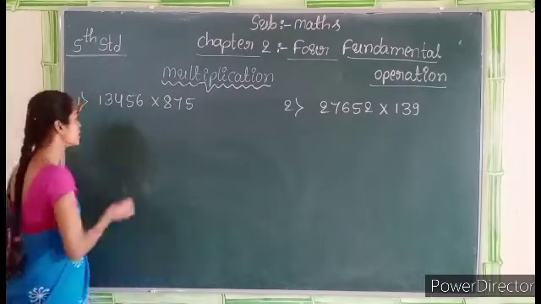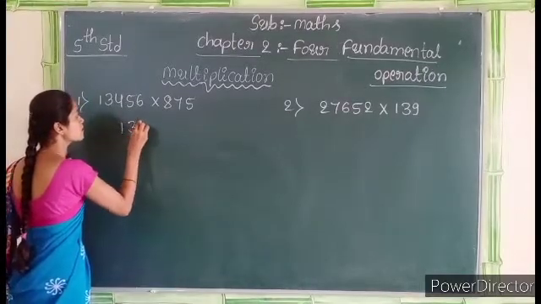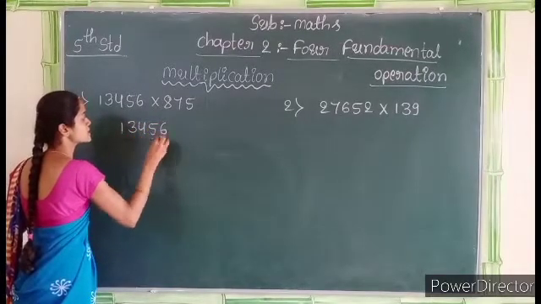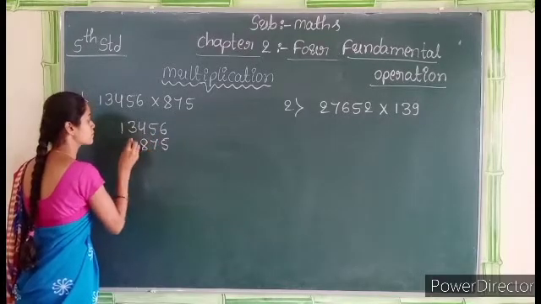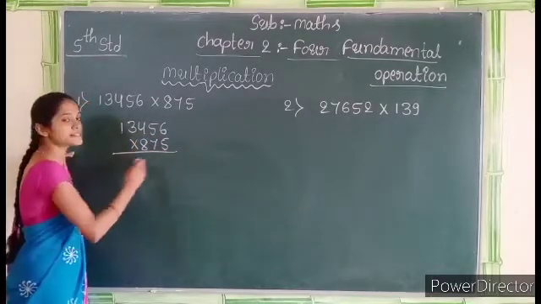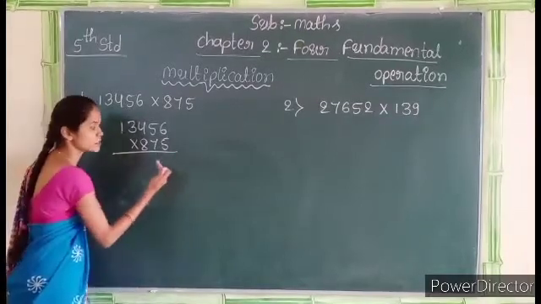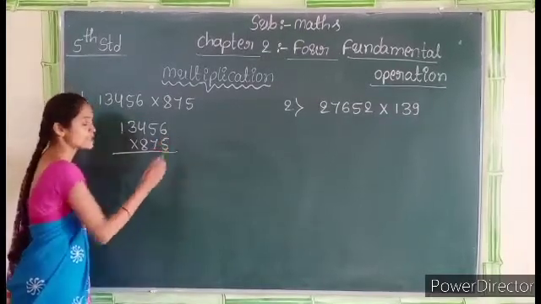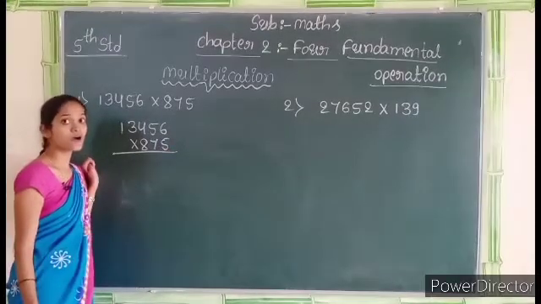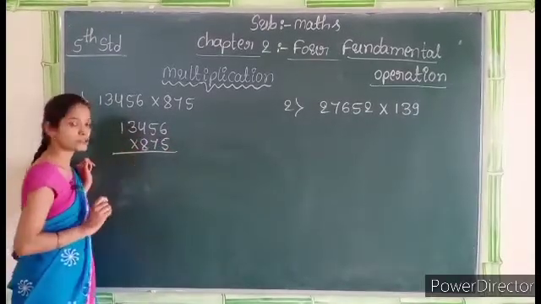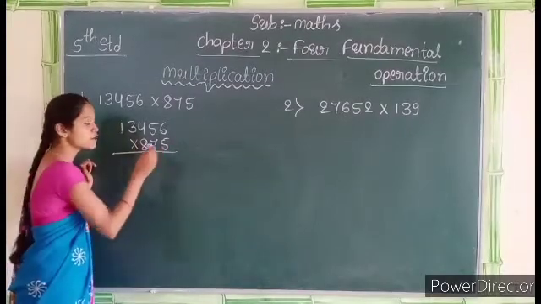Okay, here the multiplicand is 13,456 and the multiplier is 875. Okay, let's start the multiplication from the right end and from ones place digits. In the ones place we have the 5. All these numbers should be first multiplied by this 5.